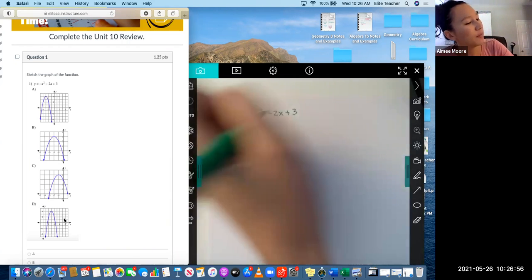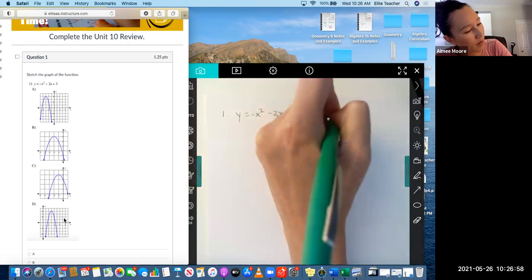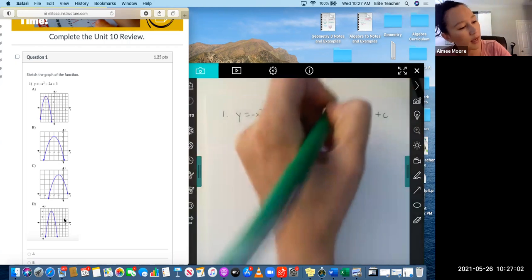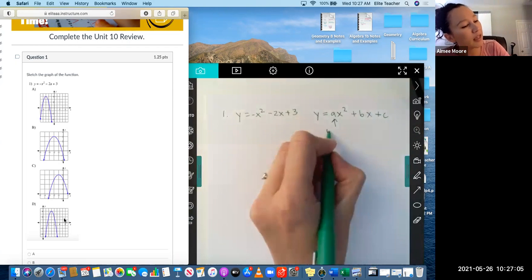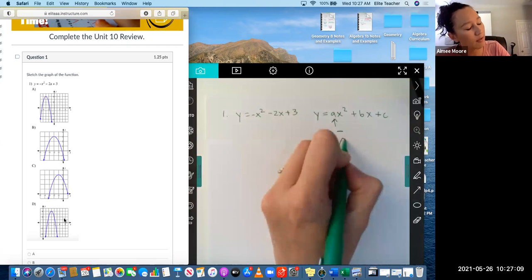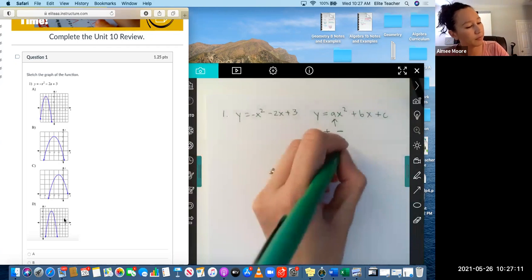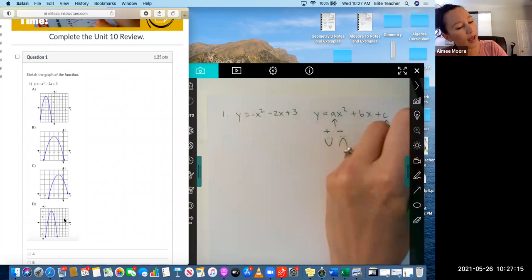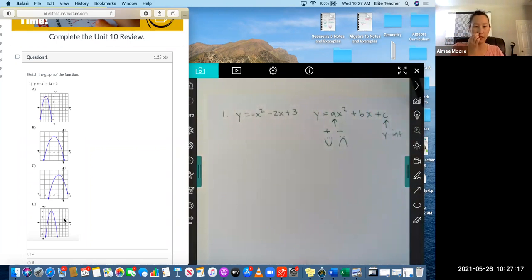Okay, so remember the standard form of a quadratic function is y equals ax squared plus bx plus c. And we said that if a is positive, the graph opens up. If a is negative, the graph opens down. And then c tells us where it crosses the y-axis. It tells us our y-intercept.